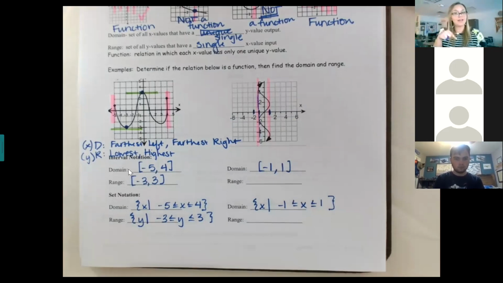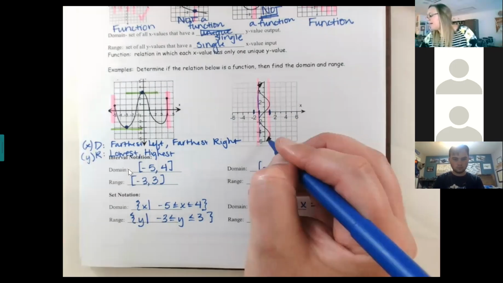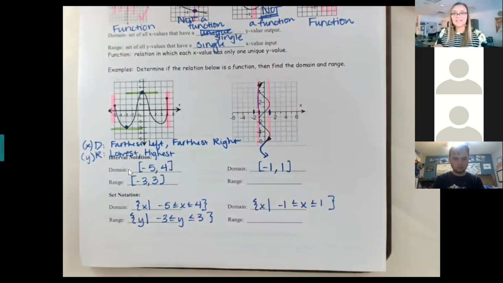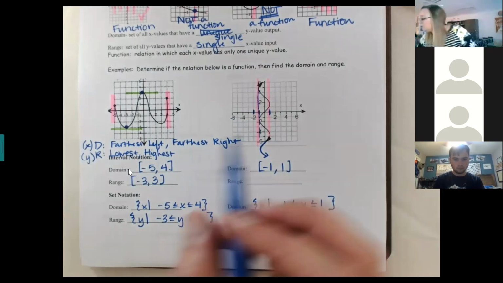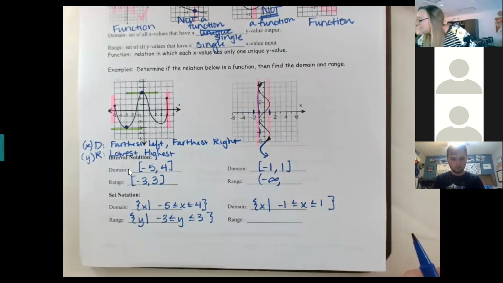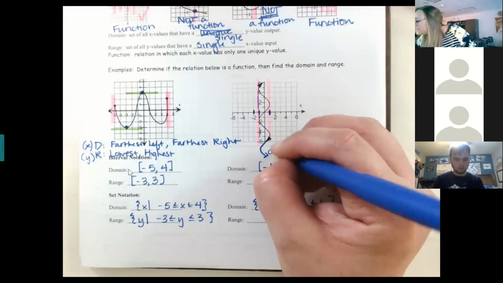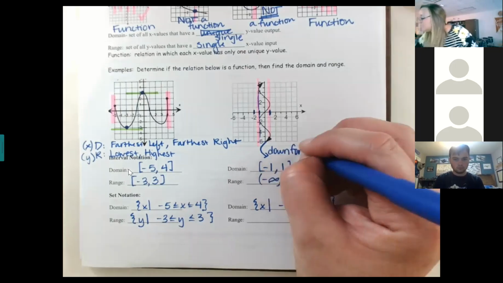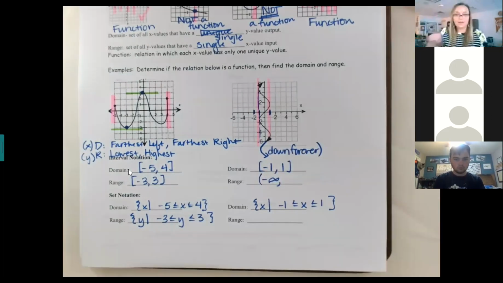Okay, now for my range. I want the lowest point and the highest point. This changes if you have an arrow. This arrow implies that this graph keeps doing this little snaky thing all the way down to the bottom. So can I say it really has a lowest point if it keeps going down? The answer would be, no, you can't. So your lowest point here would be -infinity, because it goes down forever. That's what that arrow means, that it doesn't have a lowest point. It's going to keep going down and down and down.